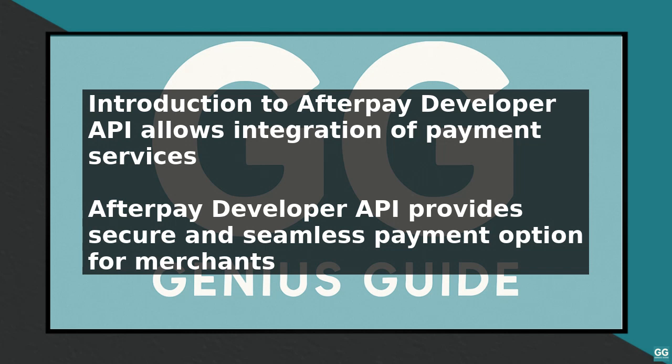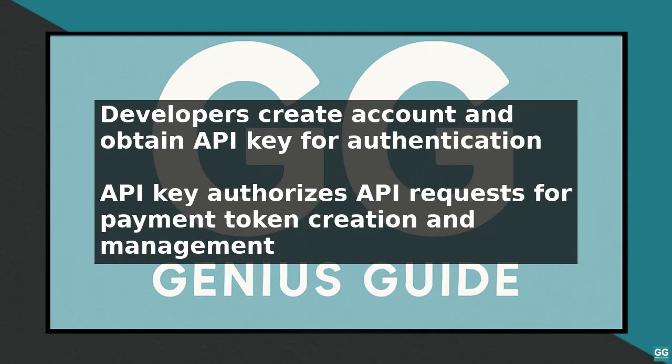their customers. Getting started with Afterpay Developer API. To get started with the Afterpay Developer API, developers need to create an account on the Afterpay website and obtain an API key. The API key is used to authenticate and authorize API requests. Developers can then use the API to create payment tokens, retrieve payment information, and manage payments.